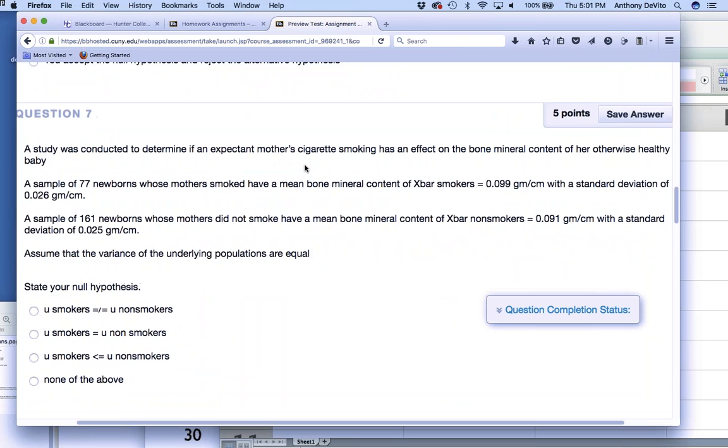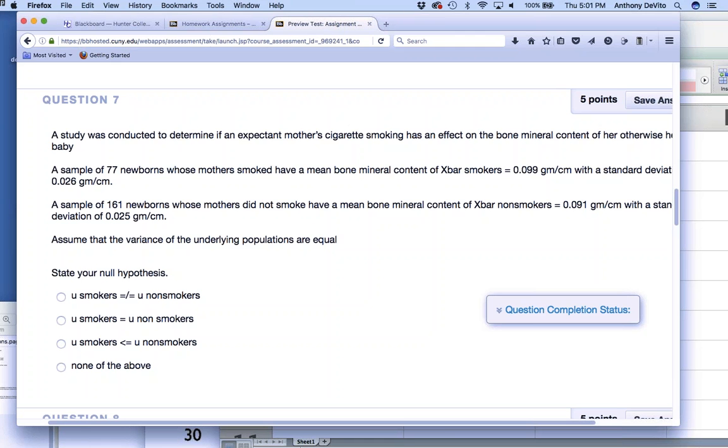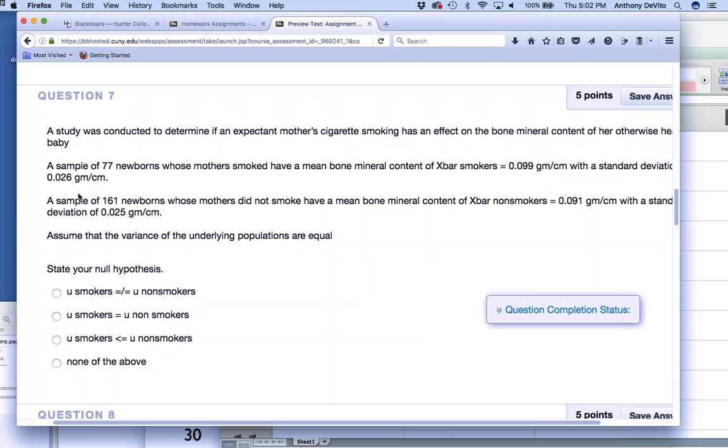Study was conducted to determine if expectant mother's cigarette smoke has an effect on the bone mineral content of her otherwise healthy baby. A sample of 77 newborns whose mothers smoked have a mean mineral content of 0.99 grams per centimeter and a standard deviation of 0.026 grams per centimeter. So what do we have there? We have a sample, sample size is 77. So our mean X bar 1 for smokers is 0.099 with a standard deviation of 0.026.